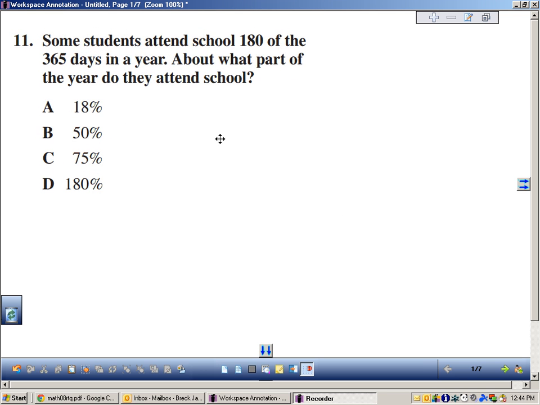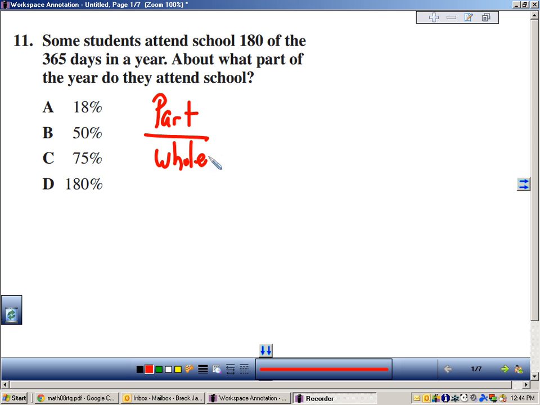So here we go. And so it's a part of a whole. And this is how you write it, by definition. Right? And so the whole year is 365 days. And the part of the whole year that I attend school is 180. What percent is this? Is it 18, 50, 75, or 180?